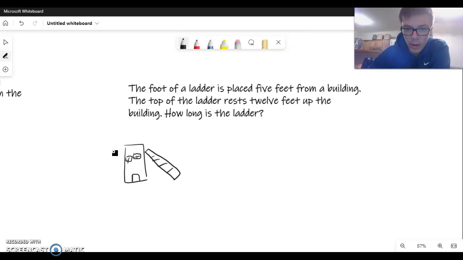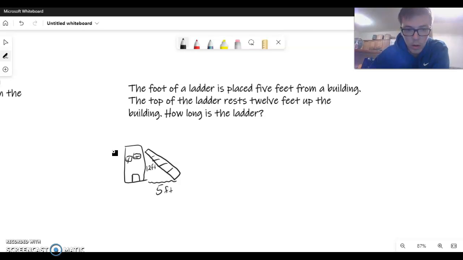We know the ladder is 5 feet from the building, the base of the ladder. So the base of the ladder, that's this distance right here, that squiggly line. That's 5 feet. And then we know straight up and down it is 12 feet. So it's 12 feet up on there. I'm going to label that as 12 feet.